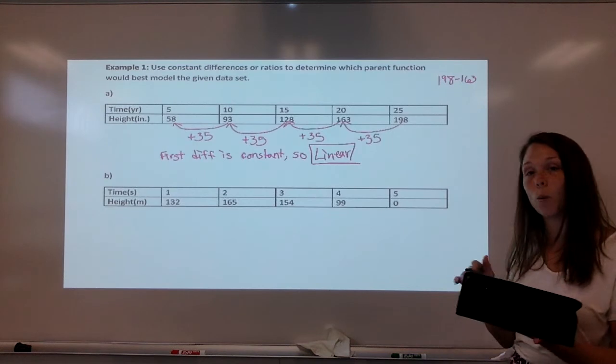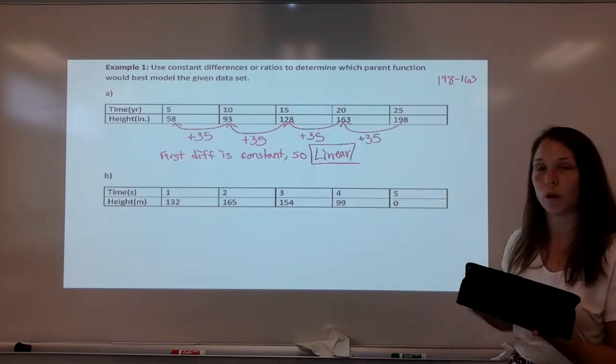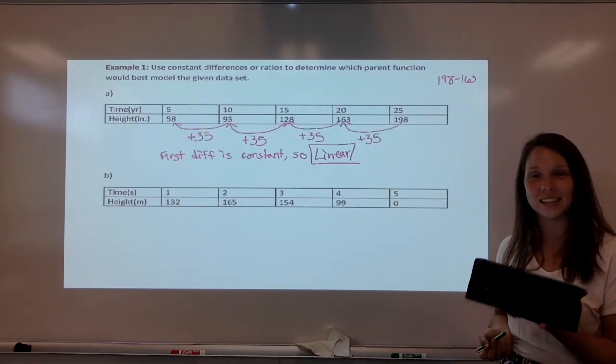I want you to take a moment and repeat this process with part B. Then press play to see the answer.